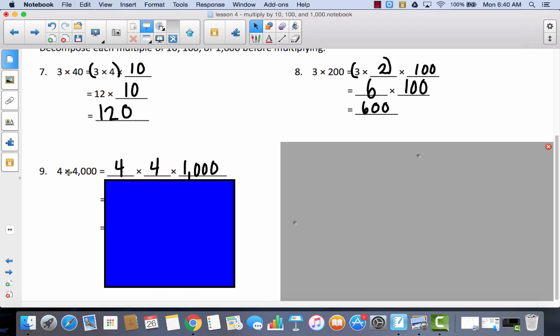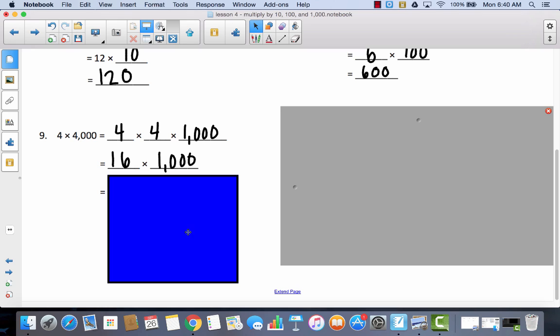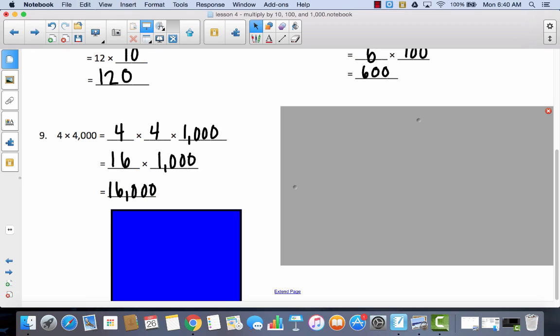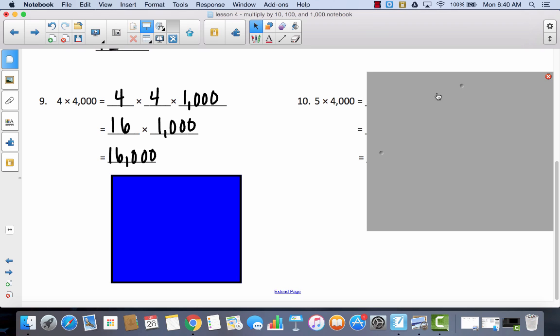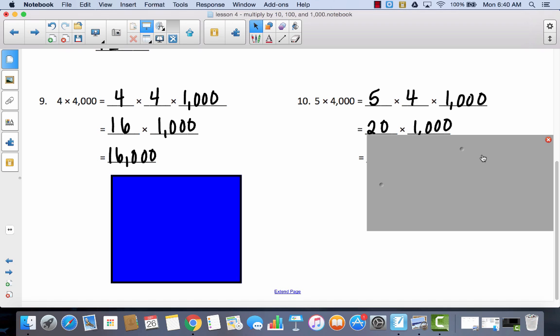Okay, so let's take a look at 4 times 4,000. So 4 times 4,000 is the same thing as 4 times 4 times 1,000, because 4 times 1,000 is the same thing as 4,000. Now I'm going to go ahead and put the 4 times 4 together, which gives me 16 times 1,000, which gives me 16,000. Okay, let's take a look at number 10. So now I've got 5 times 4,000, which is the same thing as 5 times 4 times 1,000. I went ahead and multiplied 5 times 4 together, which gave me 20 times 1,000, which gives me 20,000.